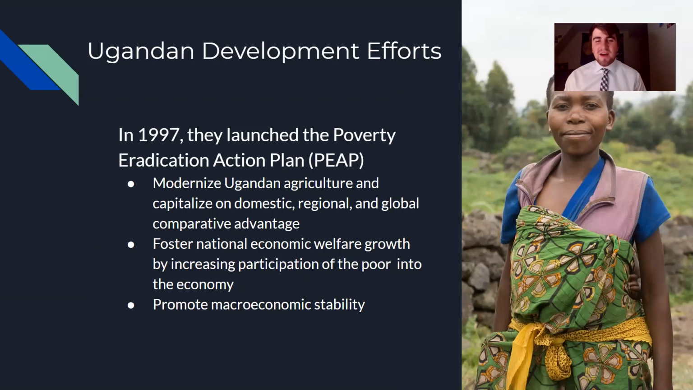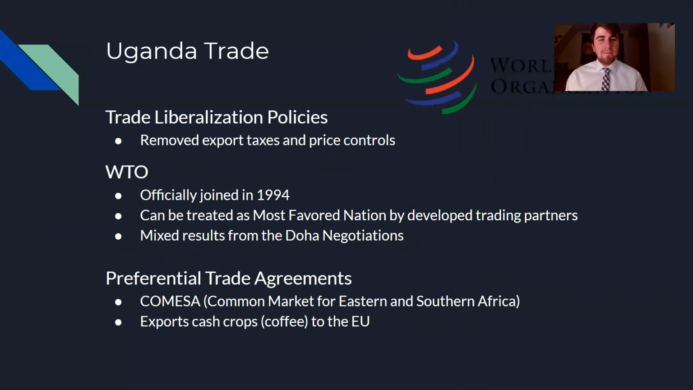The government also wants to foster national economic welfare growth by increasing participation of the poor in their economy. And in order to do that, they know that they need to promote macroeconomic stability of prices and exchange rates and things like that. I did an investigation on some of the priority areas of some international humanitarian organizations working in developmental agriculture, and their priority areas align really closely with the ones we see here in the Poverty Eradication Action Plan.